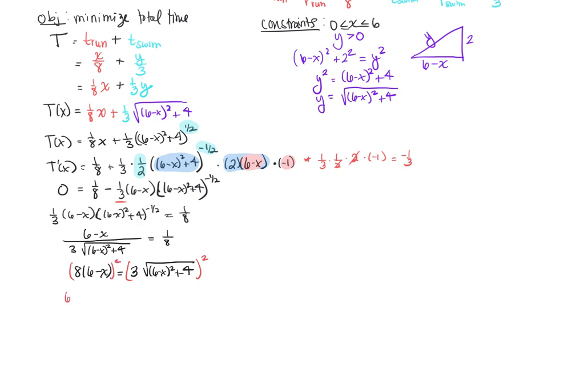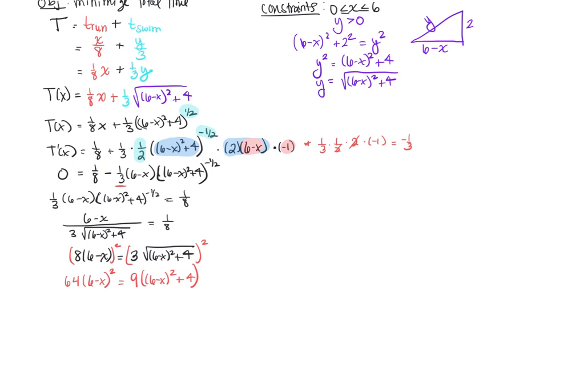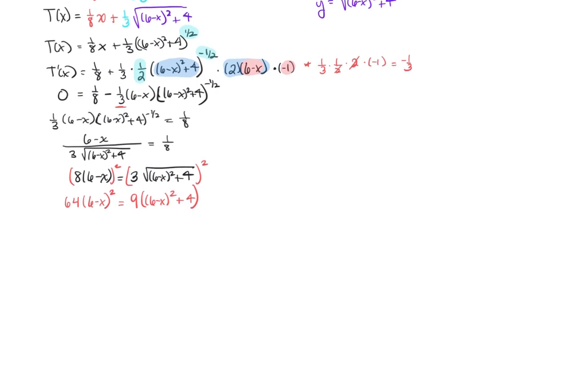So 8 squared is 64, and then 6 minus x, the whole thing is squared. 3 squared is 9, and it's times everything that's under the square root. So it's times (6 minus x)² plus 4. If we do a little distributing on the right, we end up with 64 times (6 minus x)² equals 9 times (6 minus x)², and 9 times 4 is 36. Well, now we're about to do something really fun. We get to combine like terms.